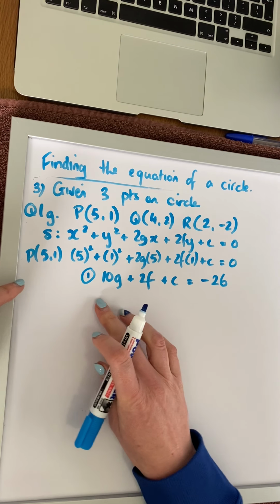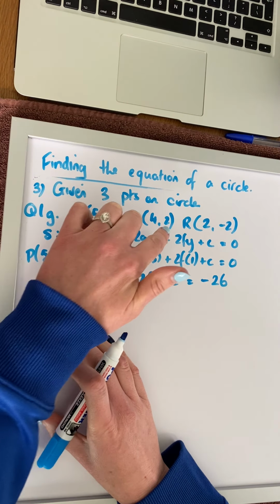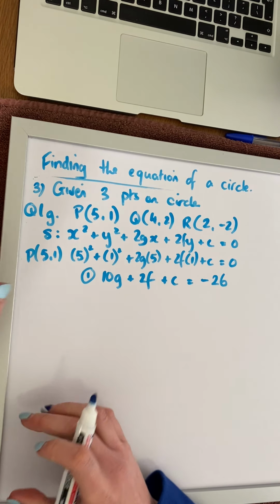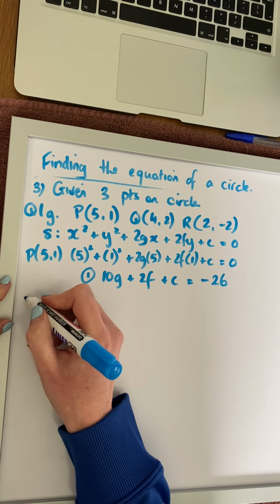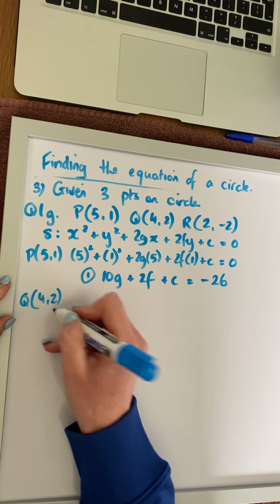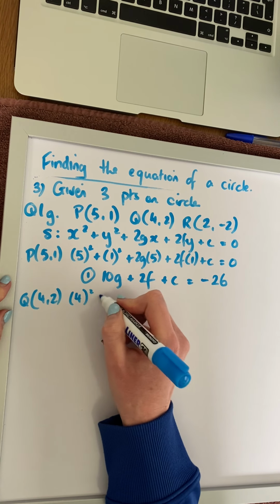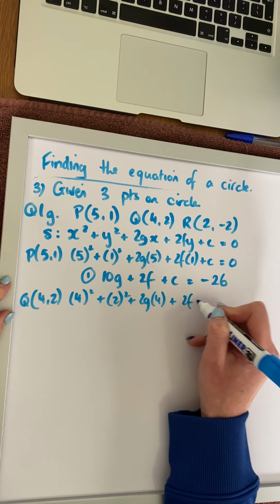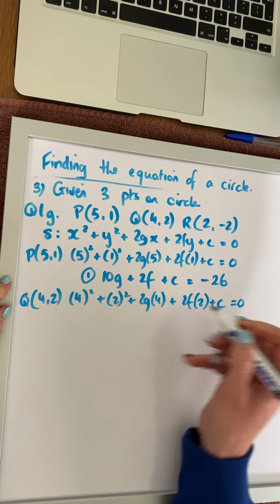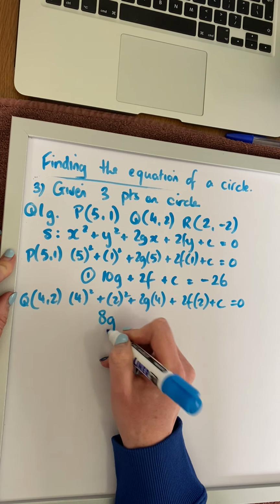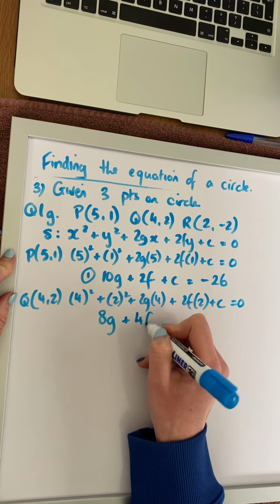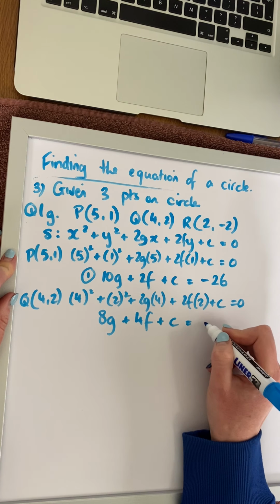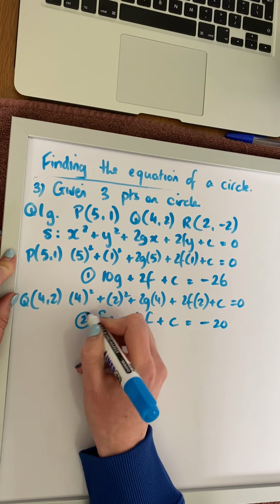So you can see here, what we're going to end up with is 3 separate equations in terms of g, f, and c, and then we can use our simultaneous equations from algebra to solve. Looking at the point Q then, Q is the point 4, 2, again subbing it in, 4 squared plus 2 squared plus 2g by 4 plus 2f by 2 plus c is equal to 0, giving us the equation 8g plus 4f plus c. 4 squared and 2 squared is 20, so that is minus 20, so that is equation number 2.